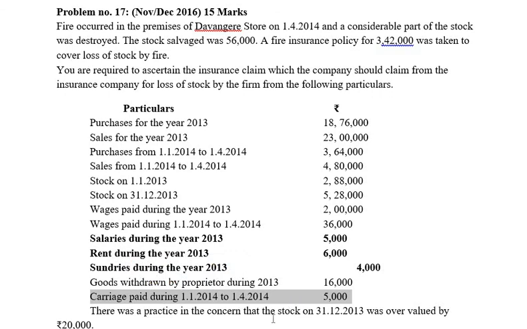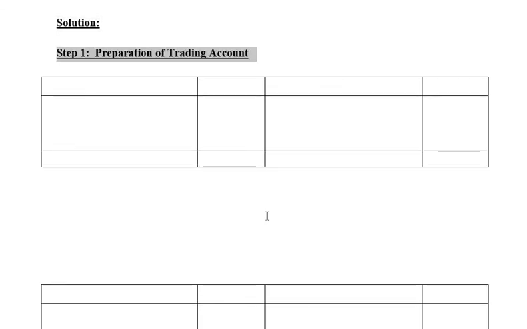Next, there was a practice in the concern that in the closing stock only 20,000 rupees we have to deduct. So let's see the solution. First, we have to prepare the trading account, only the trading account for the year ended 2013.